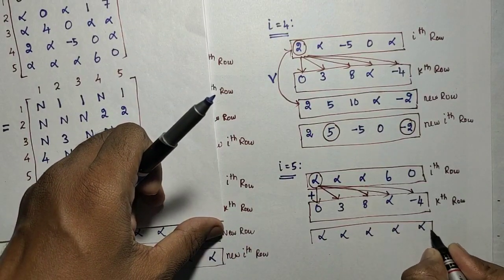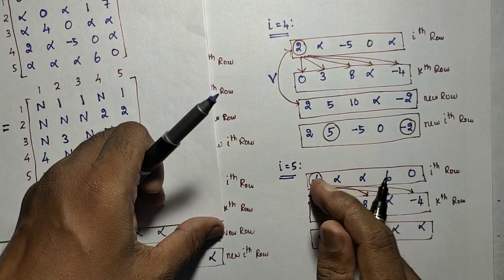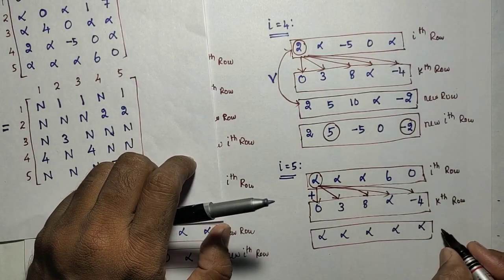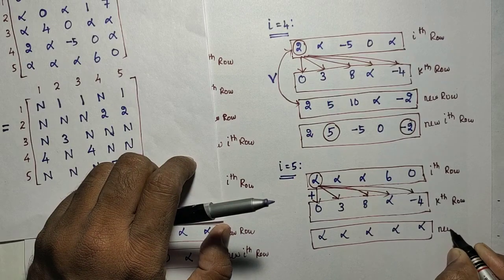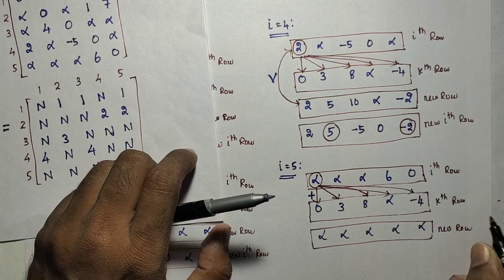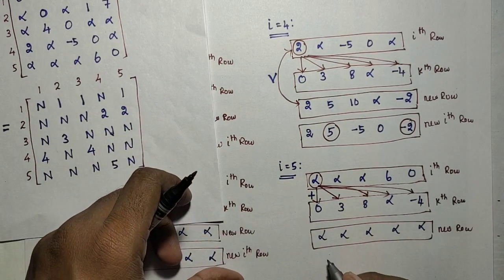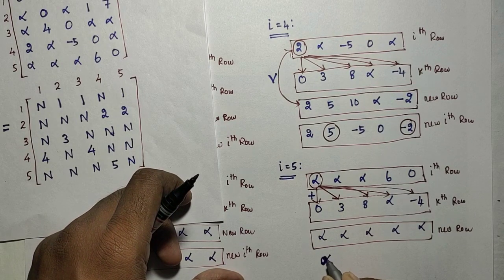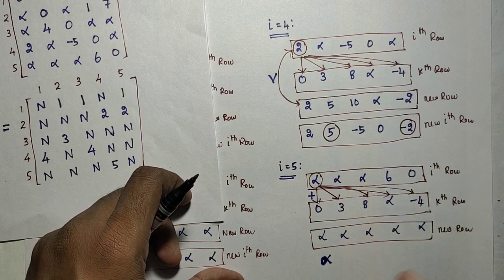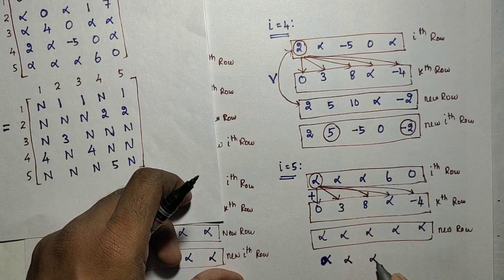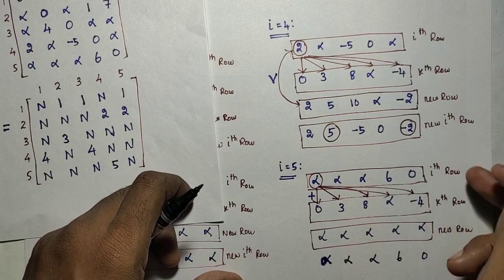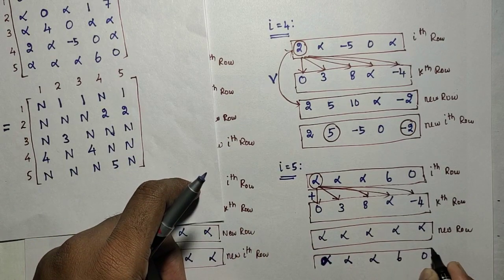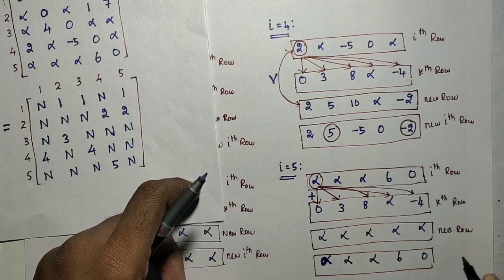So if the selected kth element is infinity, then the result will be the same. We can write it as it is: whatever the existing ith row is needs to be copied. Infinity, infinity, 6, and then 0. So the existing ith row will be copied as the new ith row. So no change in that new ith row.